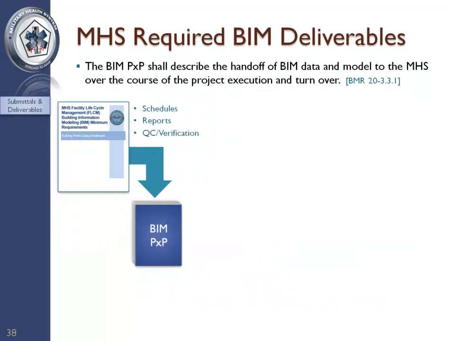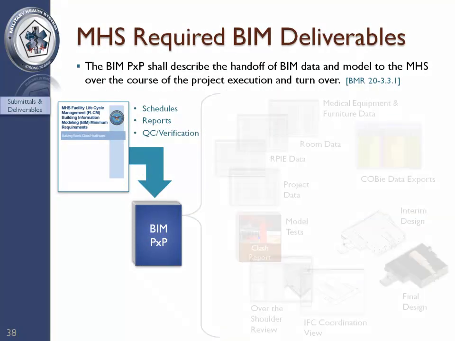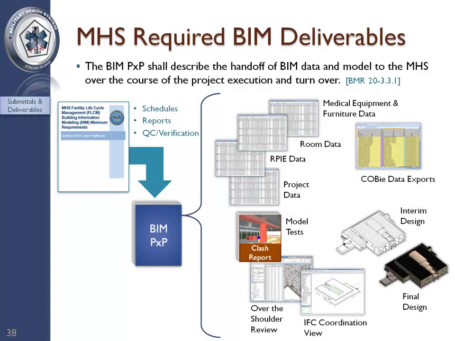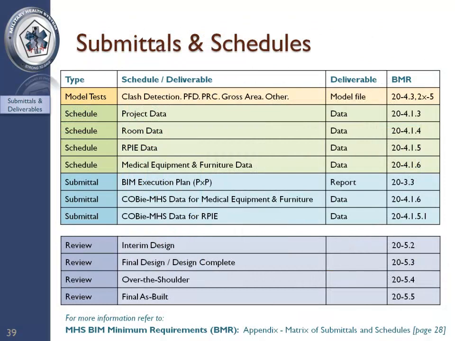MHS minimum BIM standards serve as a guide for required BIM submittals that must be itemized in the BIM PxP. These submittals include schedules, reports, and verification of model compliance with MHS requirements. MHS minimum BIM standards require submittals in technology formats that are well known and accessible, such as Excel spreadsheets. The BIM PxP identifies the inputs and output for BIM and the format and data exchange used to accomplish these goals. A detailed table describing the required project BIM submittals can be found in the appendix of the MHS BIM Minimum Requirements document. The BIM PxP should address the stakeholders and processes responsible for providing these submittals.